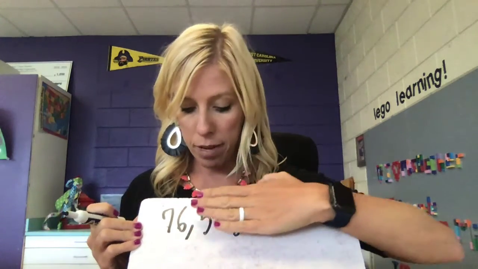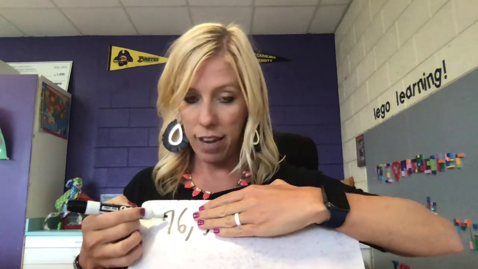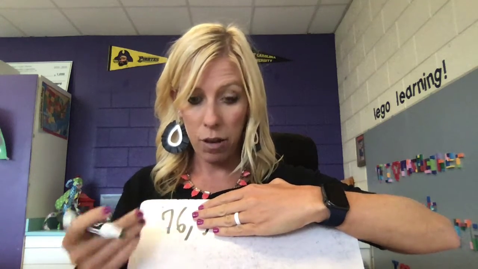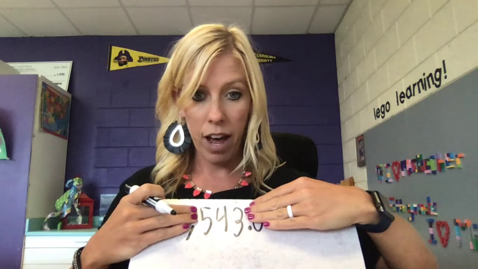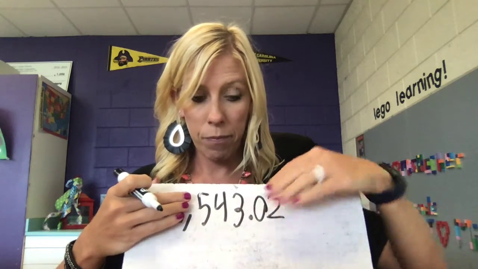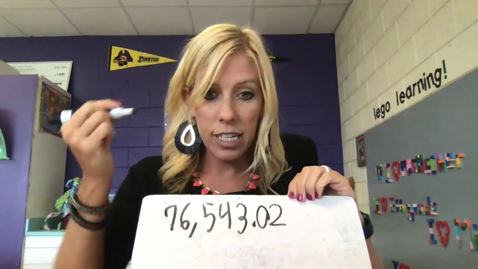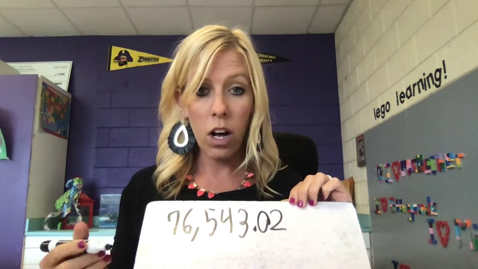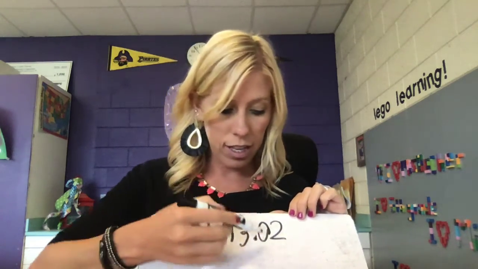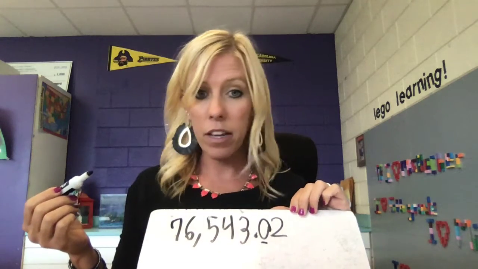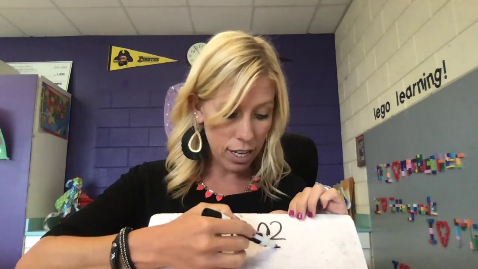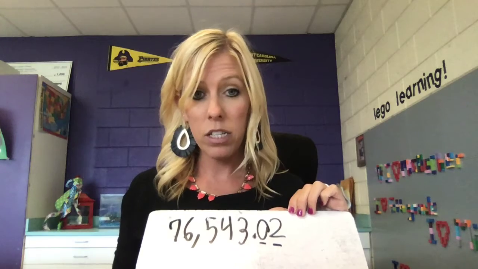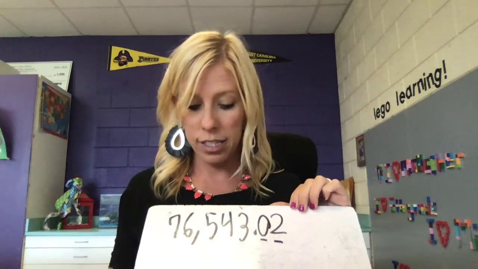There's my comma, so I'm going to say 76,543 and this would be called 200ths. This is my tenths place. There is nothing in the tenths place. This is my hundredths place. So this is 200ths. So if you were to write that out, I can write faster like this.